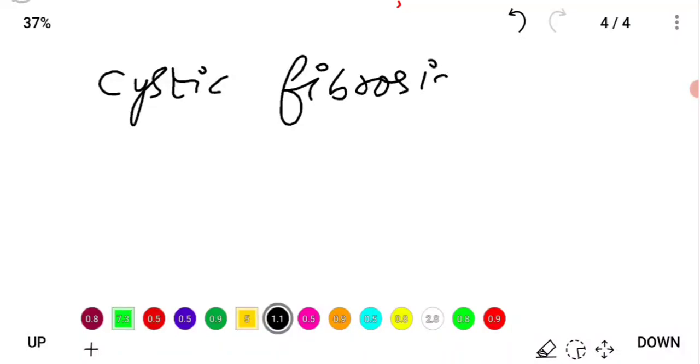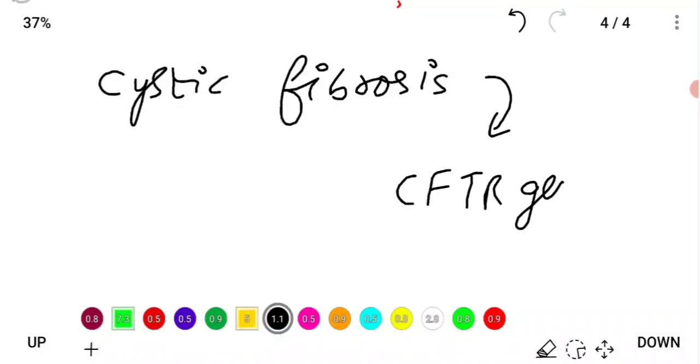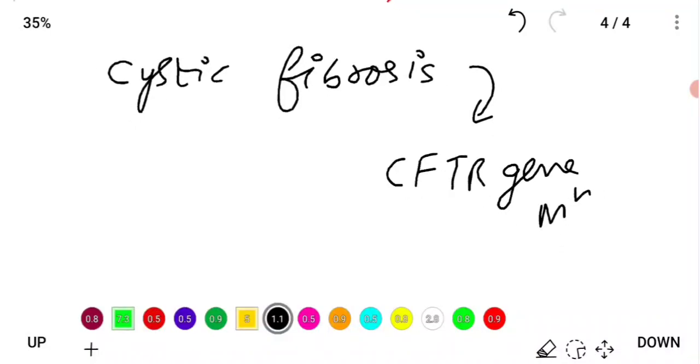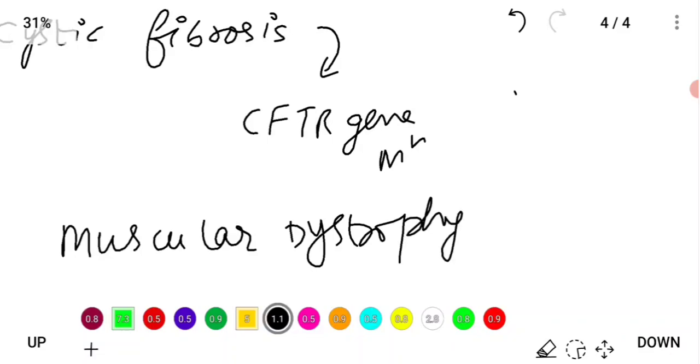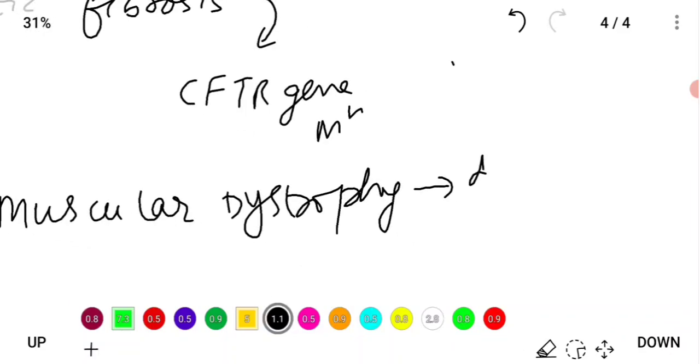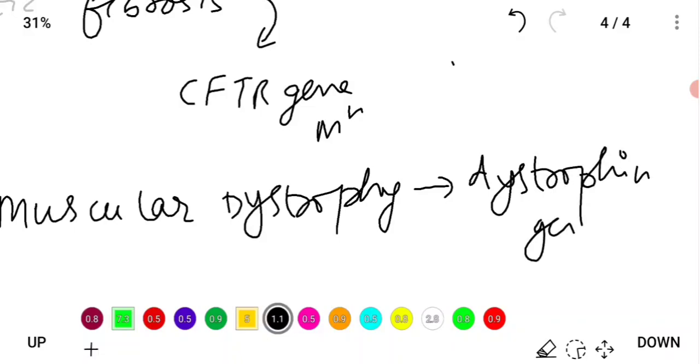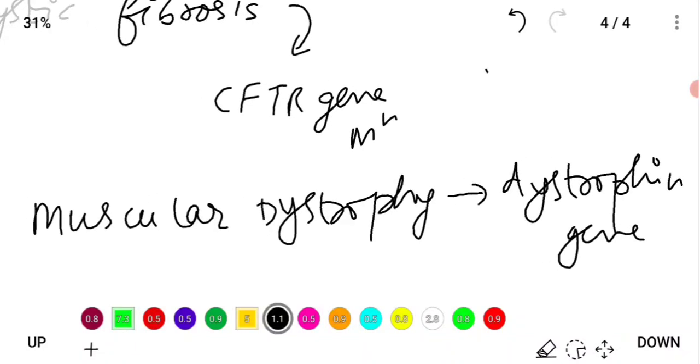cystic fibrosis. What happens in cystic fibrosis? We can correct the CFTR gene mutation using CRISPR in the same way. Then in muscular dystrophy, you can repair the dystrophin gene by this genome editing tool, right? So these examples show us how CRISPR is a kind of revolution in the field of medicine and research. So that's all for today.